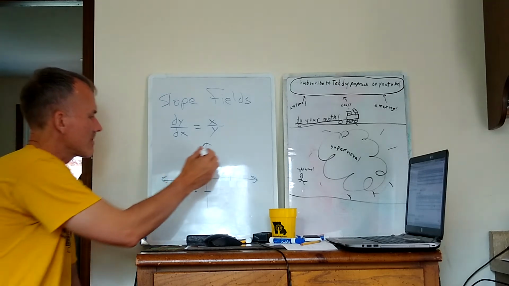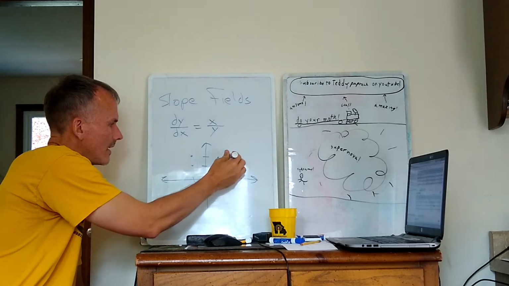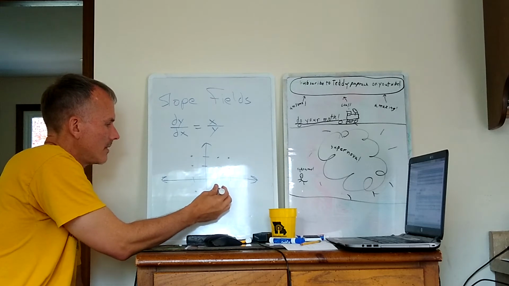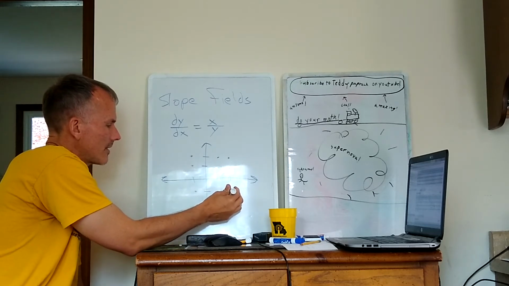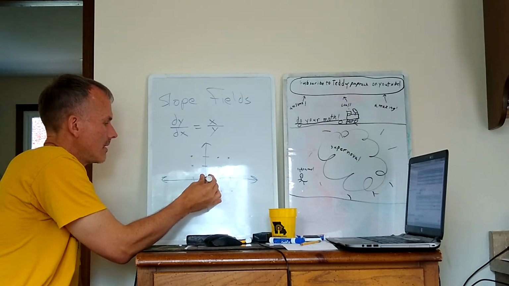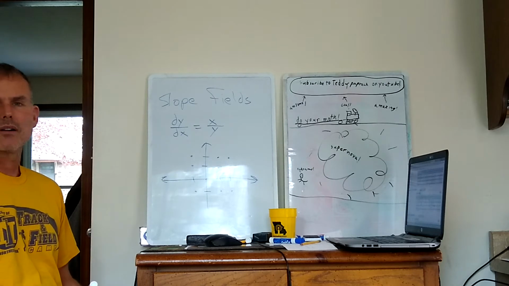So this will get a point. Here's the point (1, 1). Here's the point (2, 2), (2, 1), etc. I've already made probably a bigger slope field than we're going to have time to create. But if I get you started, it's not very hard to create a slope field.